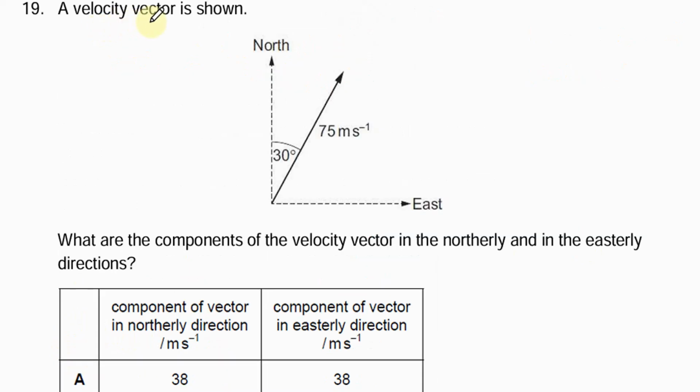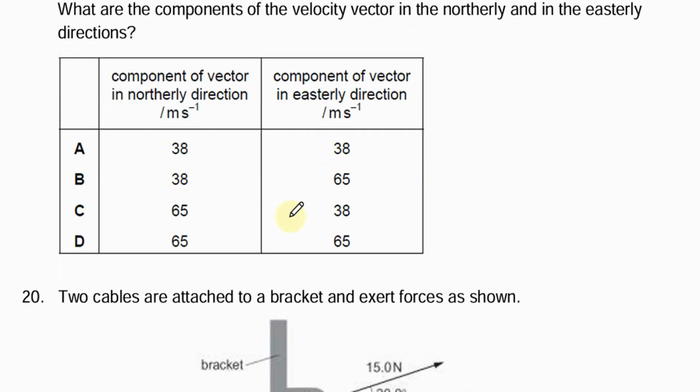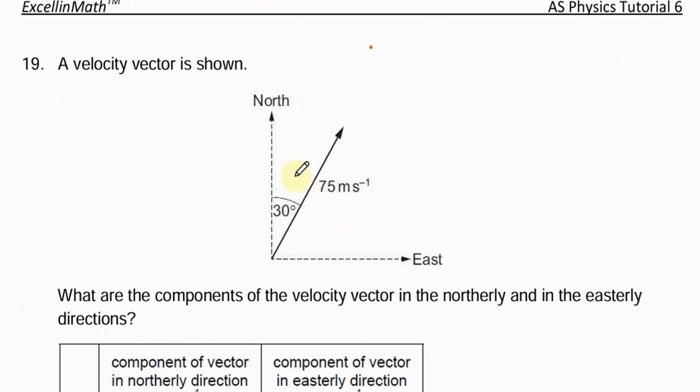A velocity vector is shown. So we have the vector here. What are the components of the velocity vector in the northerly and in the easterly directions? And we are given these options. So let's draw the components. We have the northerly component, which we can call Vn, and the easterly component, Ve.